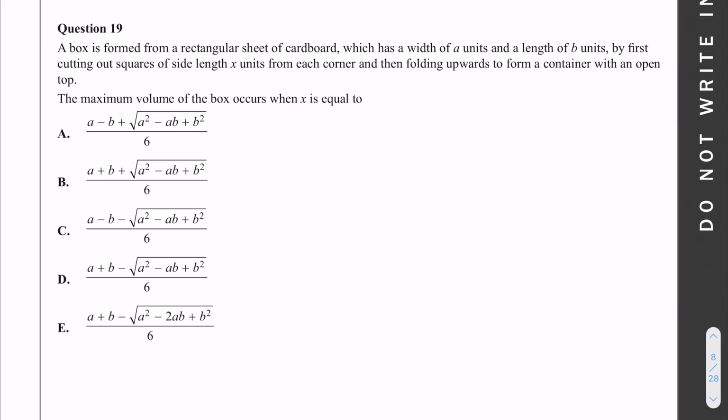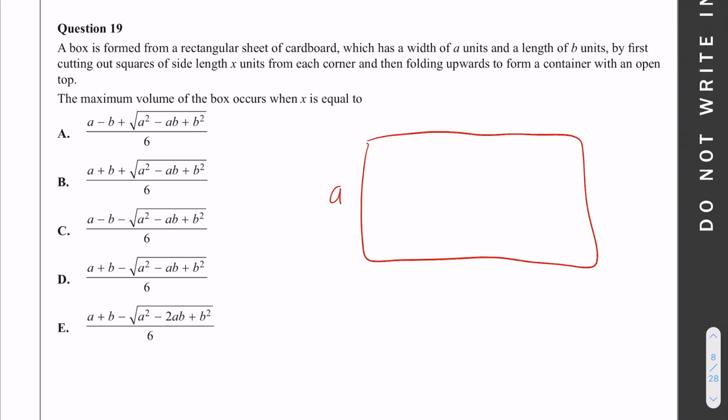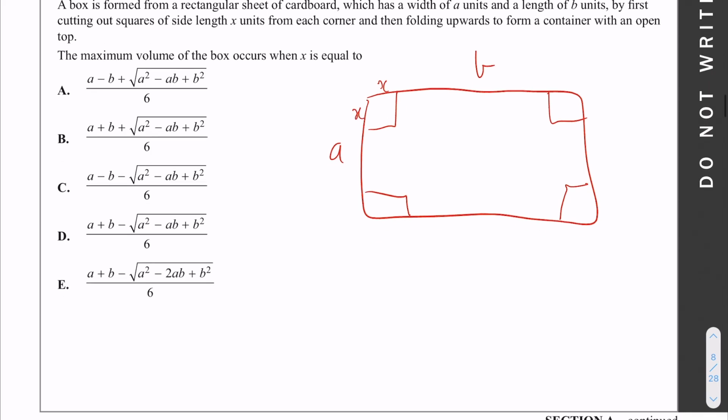A box is formed from a rectangular sheet of cardboard with a length B. Oh, this is the typical question about cutting out corners. So this is x, that's also x. So I guess the length is B minus 2x, and the width is A minus 2x. And then we also have a height for the volume of just x, because when we fold that part up, the height is just x.